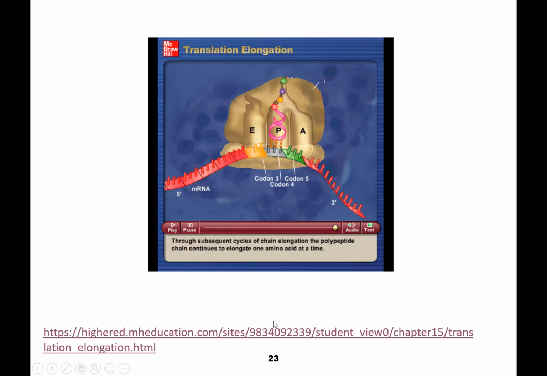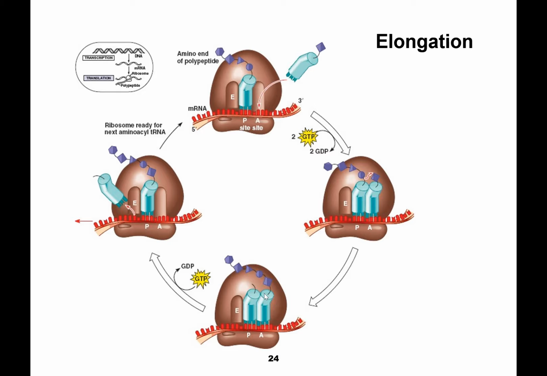So that's a nice little animation you can watch with the link below. This is just showing you in still motion that elongation just goes through this continuous series of bringing in a new tRNA to the A site, making the peptide bond, right? See the peptide bond? Everything shifts. So this tRNA is now in the P site. The tRNA that doesn't have an amino acid anymore is exited, and we repeat. So that's elongation.